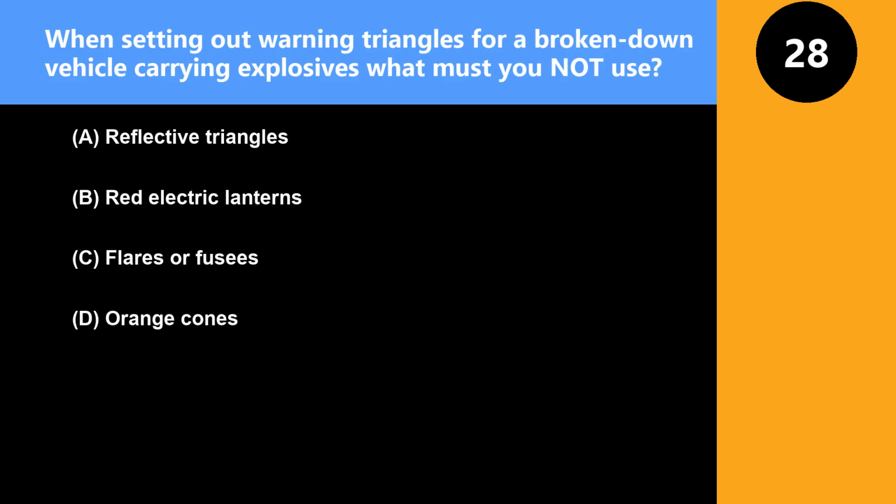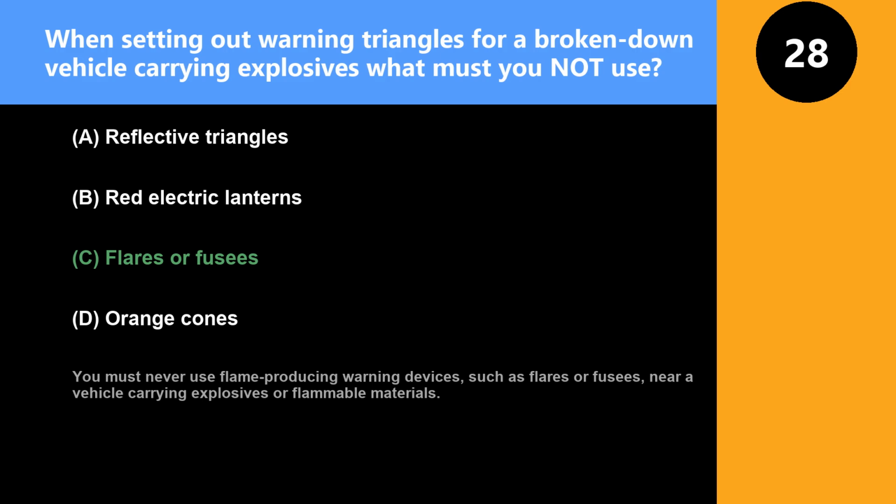Question 28. When setting out warning triangles for a broken-down vehicle carrying explosives, what must you not use? Option A, reflective triangles. Option B, red electric lanterns. Option C, flares or fuses. Option D, orange cones. The correct answer is option C, flares or fuses. You must never use flame-producing warning devices, such as flares or fuses, near a vehicle carrying explosives or flammable materials.